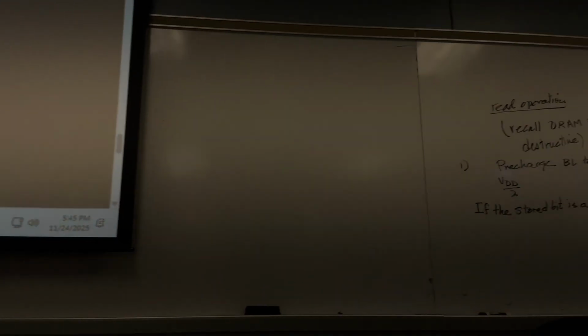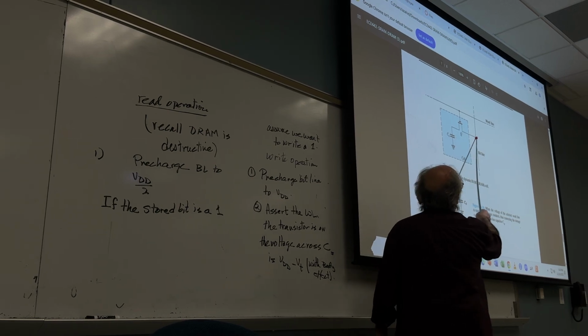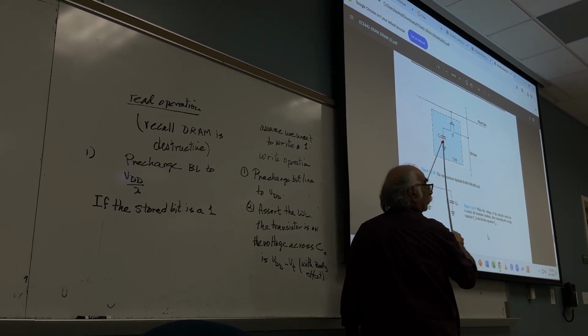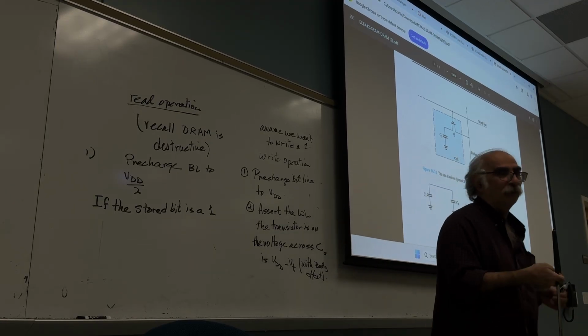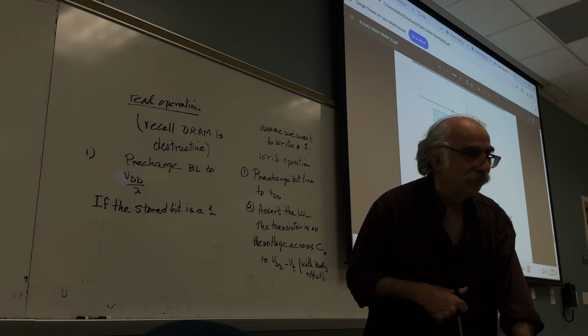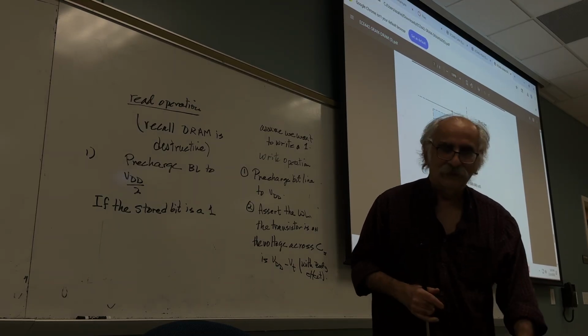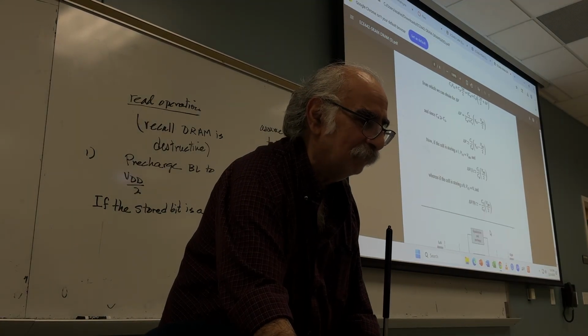Let's assume the content is 0. When there is a current going this way, the voltage here is no longer 0. So you have destroyed the content of your cell. Did you get it? I don't remember if we went through the equations, but let's go over it very quickly.